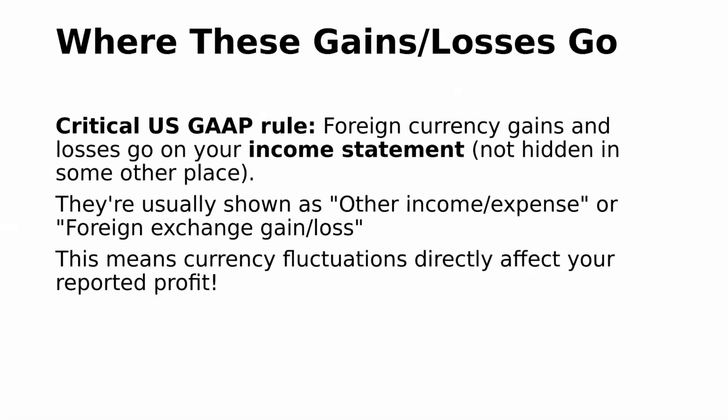So where do all these gains and losses from foreign currency go in your financial statements? Under US GAAP, they must appear directly on your income statement. They aren't tucked away elsewhere. Typically, you'll see them listed as other income or expense, or specifically labeled as foreign exchange gain or loss. This means any swings in exchange rates don't just affect your cash flow, they have an immediate impact on your reported profit for the period. It's a critical rule that keeps your financial results transparent and helps users of your statements understand exactly how global transactions affect your business.